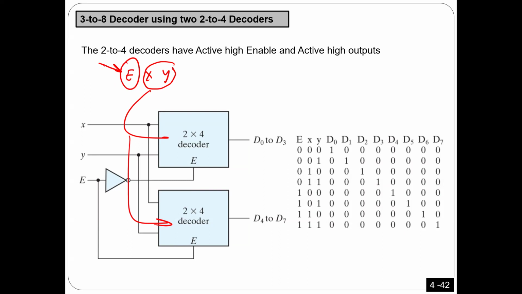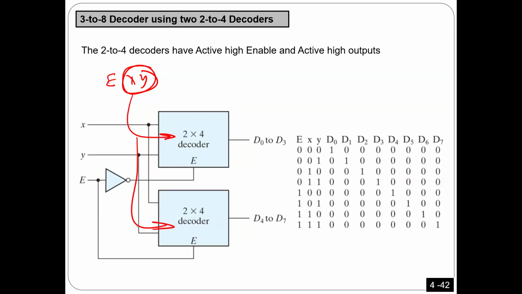So in general, here I give you an example of 2 to 4 to make 3 to 8. But just let me finish and we'll take your question. This idea can be extended to anything else, and the way we combine them is the same. So the idea is, I have 3 inputs, E, X, and Y. I'm gonna take 2 inputs and apply them here. And the last one, I'm gonna use it to enable only one of them.